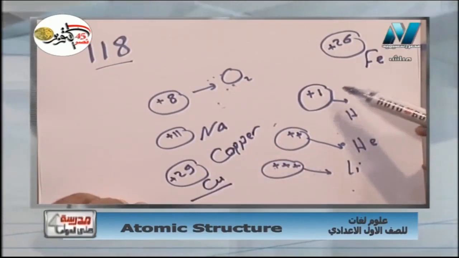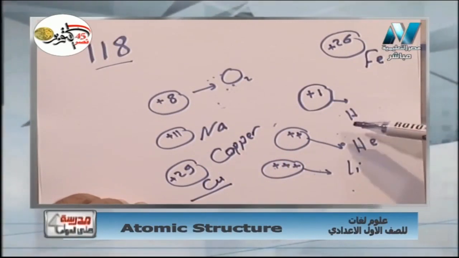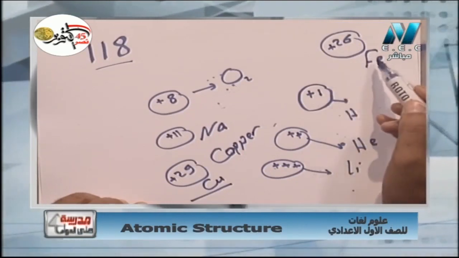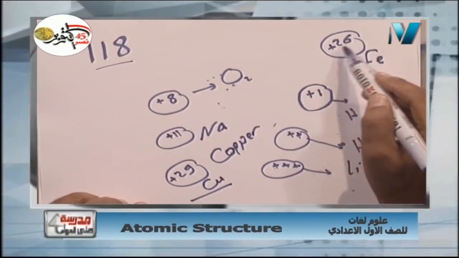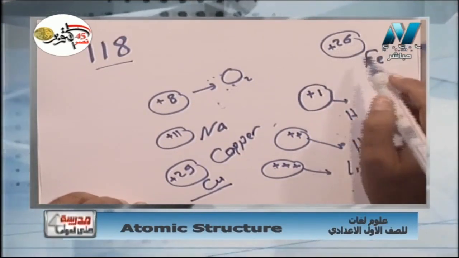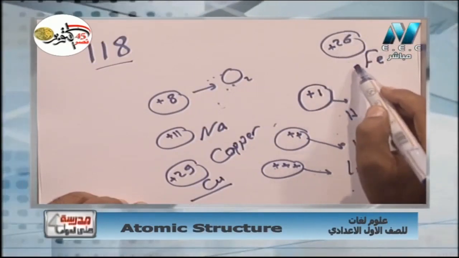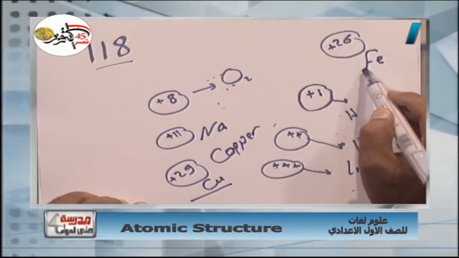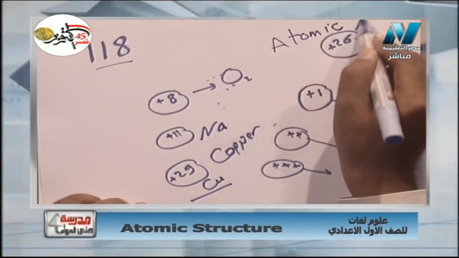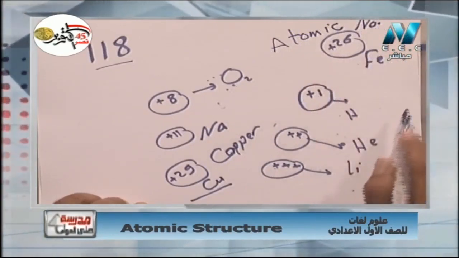So, the difference is concentrated in the number of protons. How can I know that this atom is an atom of iron? If the number of protons inside its nucleus is 26. So 26 is the number that makes me sure that this atom is the atom of iron. So it is called the atomic number. What's meant by atomic number? It is the number of protons inside the nucleus.